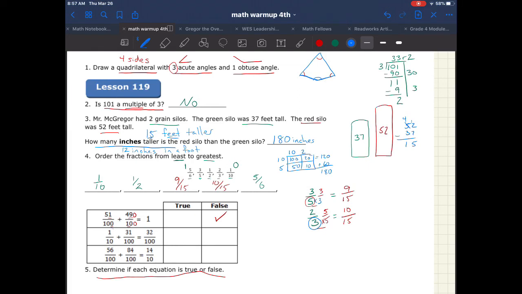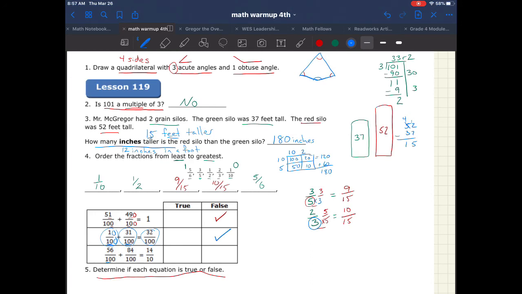Next we have 1/10 plus 31/100 is 32/100. Again, they're trying to trick us because 31 plus 1 is 32, but I cannot add the tenths to the hundredths. We could times these both by 10 and get 10/100, but then 10/100 plus 31/100 is 41/100, not 32. So this one is also false.